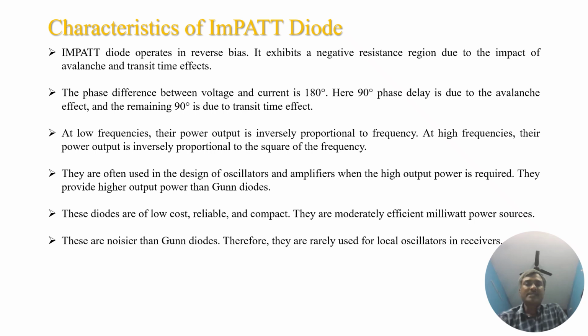The IMPATT diode operates in reverse bias mode and exhibits negative resistance. The phase difference between the externally applied voltage and the internally generated current is 180 degrees. The main reason for this phase delay is that 90 degrees of phase delay is due to the avalanche effect and the remaining 90 degrees of phase delay is due to the transit time effect. At low frequencies, the power output is inversely proportional to frequency, and at high frequency, the power output is inversely proportional to the square of the frequency.